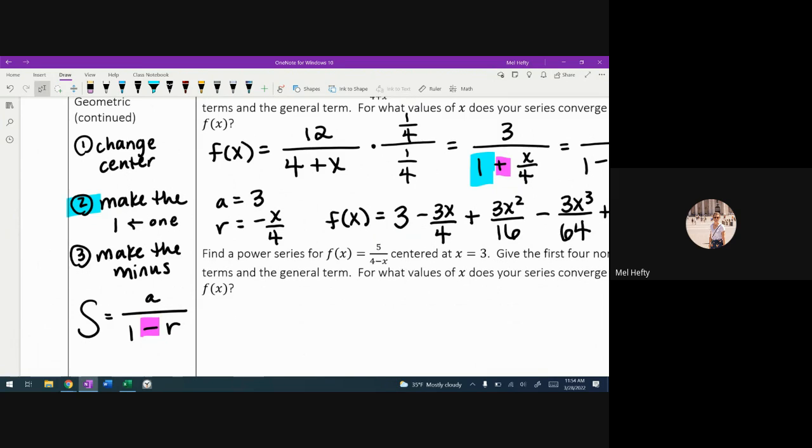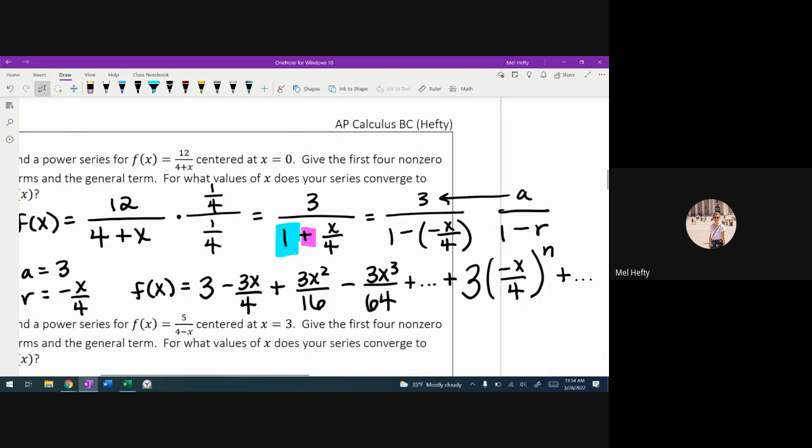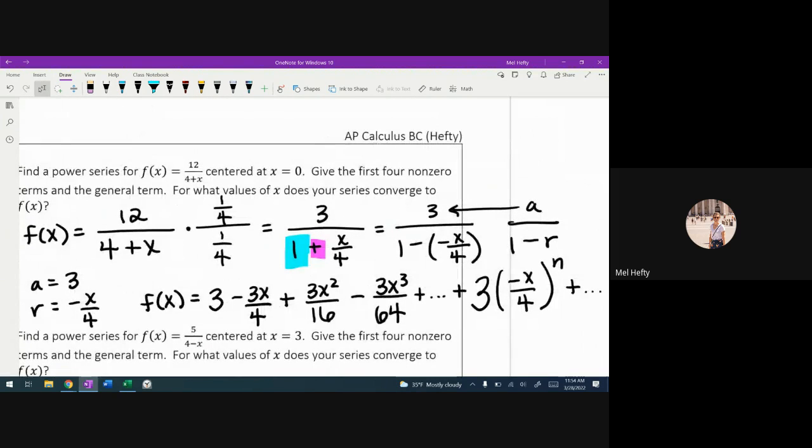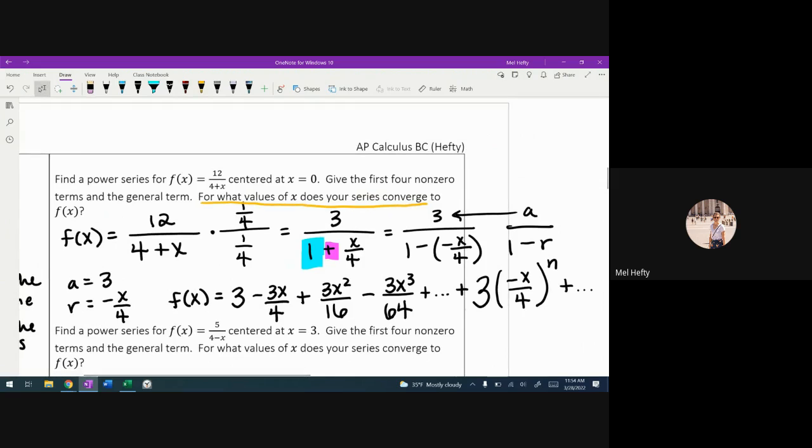Speaking of interval of convergence, though, we actually didn't do that with this series. Let's just do it real quick. For what values of X does our series converge? We made this one based off of geometric, right? What was our R for this one? Negative X over 4. And for this to converge, what would we want our R to be? Less than 1 when we absolute value.